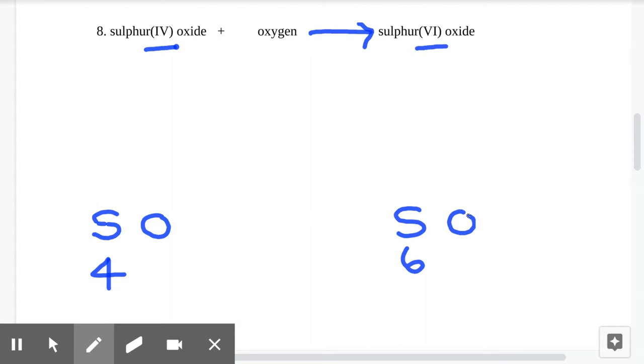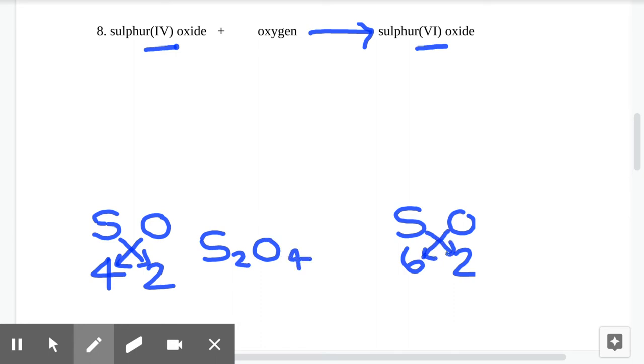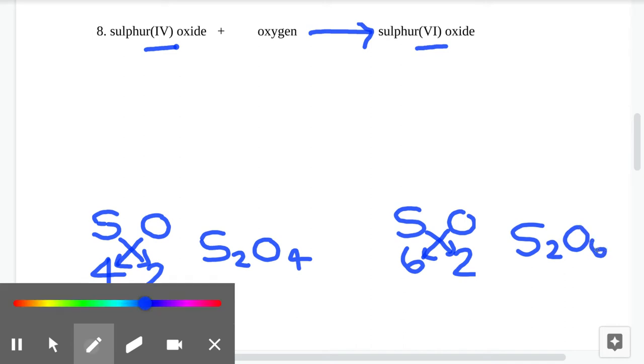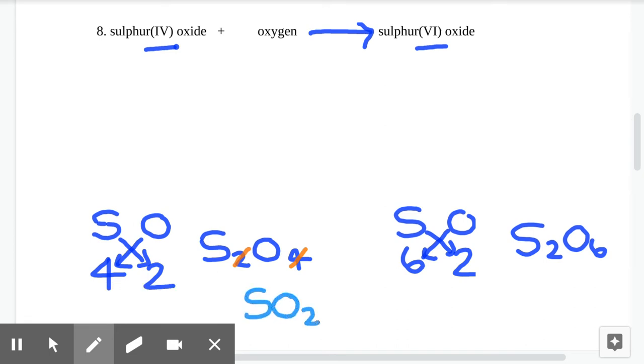Oxygen's in group 6, so it's 2 electrons short of having that magic number of 8, which means it's got a valency of 2. We'll assume it's got a 2 in both cases. That then means we can cross our numbers over in the usual manner. We end up with S2O4 and likewise S2O6. Because those numbers are divisible by each other, the 2 goes into 4 twice, so that allows us to cancel that down to S1O2. So simplify that formula down.